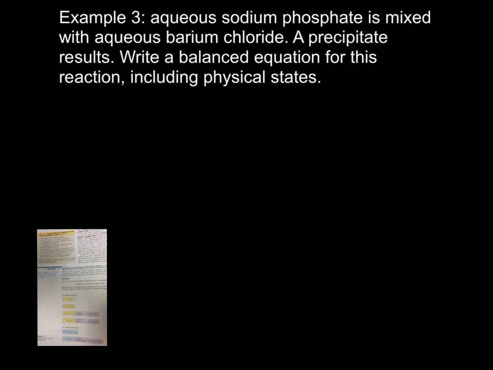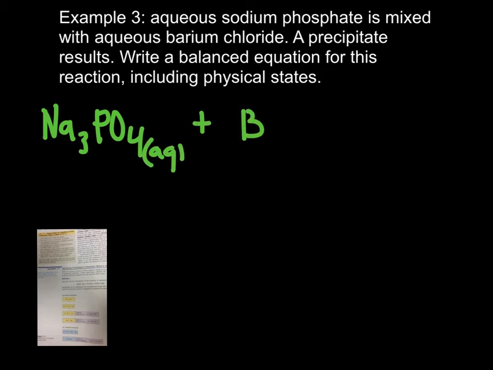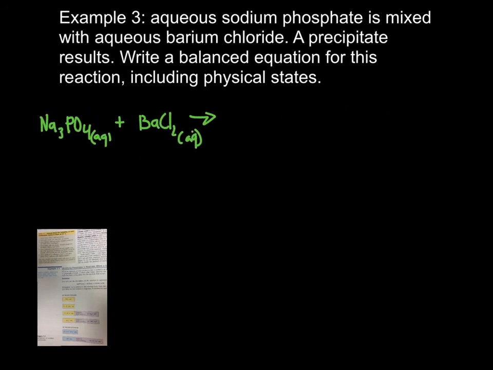Please take a moment and write down this problem. Here again, we're starting off with 2 aqueous solutions, sodium phosphate gets mixed with barium chloride, and a precipitate results.